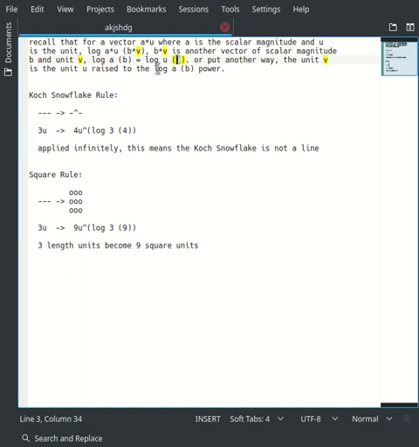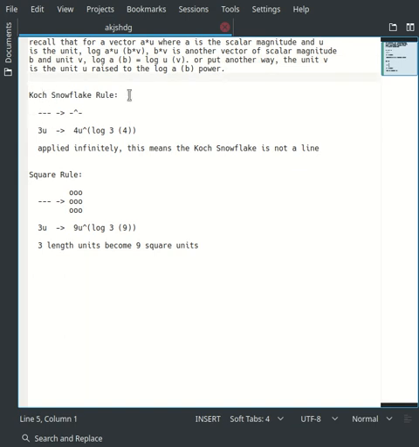So it makes sense to take logarithms whose base is a bare unit, and when you do so, the argument is also a bare unit. Or put another way, the unit v of vector bv is the unit u raised to the log base a of b power, right?